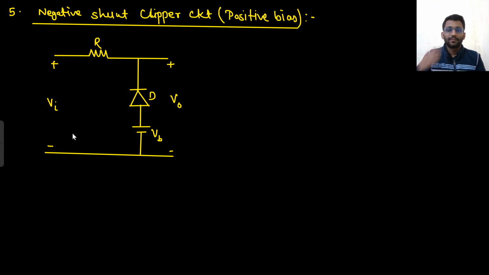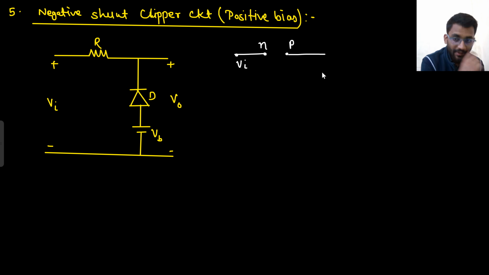Let's move on to the next problem. Now we will see negative shunt clipper circuit with the positive bias. So these kinds of circuits we will keep on studying. Let's solve the circuit. So here we will be applying open circuit test. This is your N potential, this is your P potential. At N potential you are having V in. At P potential what you are having? VB, right? Because this is 0, this will be VB.